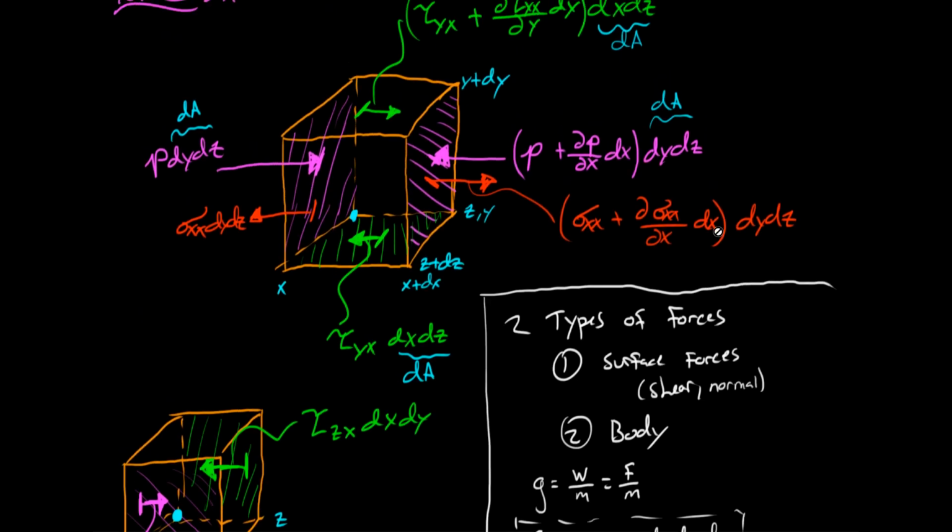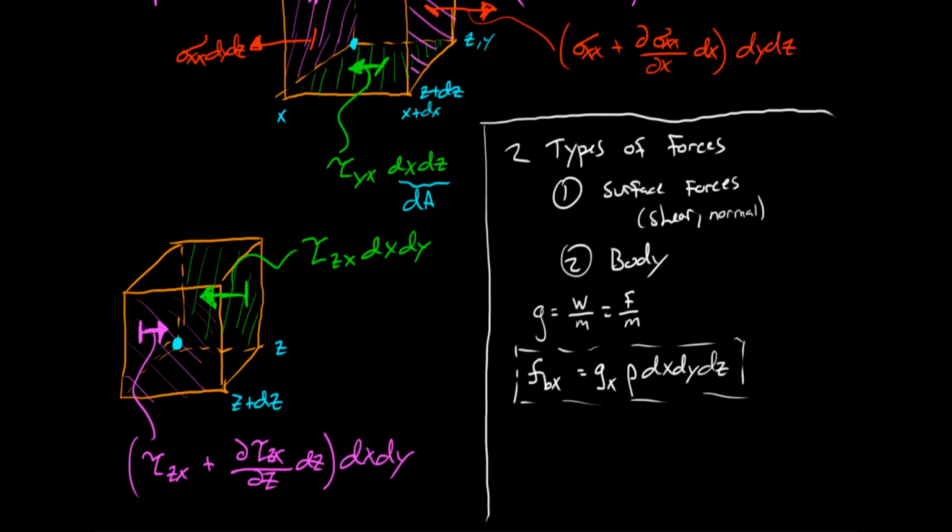Lastly, we have a normal force. This has to do with molecular bonds. And so there is actually a normal stress acting outwards on this box that we write as sigma xx. And that looks like it's acting on the area dy by dz. And then we're also going to evaluate that on the right-hand side of the box using a Taylor series again.